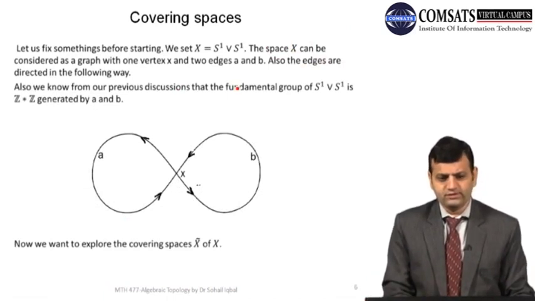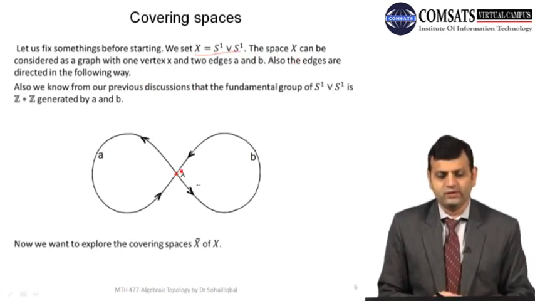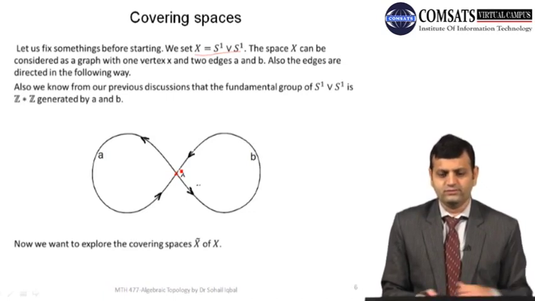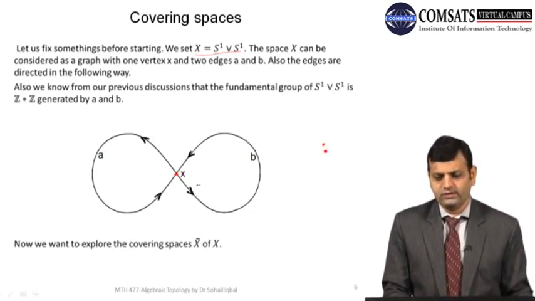Let us fix some things before we start. Let's call S1 wedge S1 X, so that we don't have to write this again and again. The space X can be considered as a graph with one vertex x. What is a graph? A graph is a collection of edges and vertices. For example, this is a graph with 3 edges and 3 vertices.